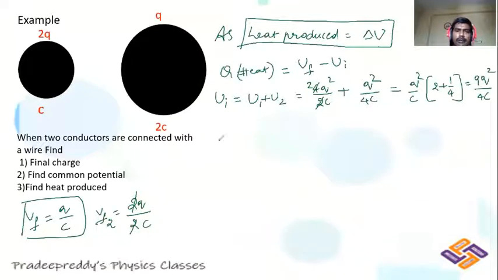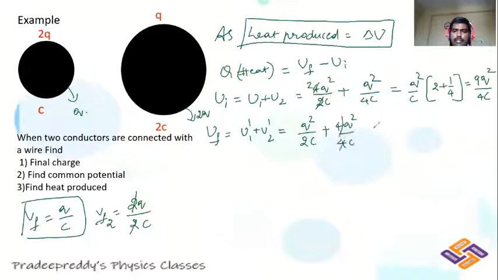Now let us find the final potential energy. It is U1 dash plus U2 dash. Finally, what are the charges? On the first one it is Q, and on the second one it is 2Q. Substituting, it is Q square divided by 2C plus, on the second one, 4Q square divided by 4C. This is Q square divided by C, and taking it common, it is 1/2 plus 1, which is equal to 3/2. So 3Q square divided by 2C is the final potential energy.